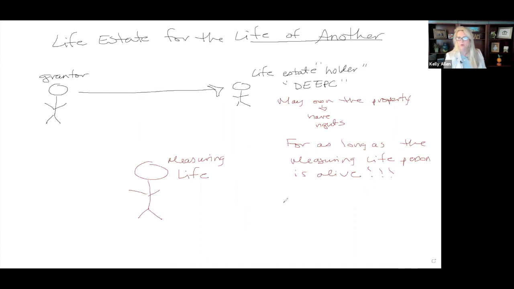Isn't that crazy? That is so crazy. So what that means is if the measuring life person croaks out, then unless we have a remainderman, when the measuring life person croaks out, the property is going to revert back to the original grantor, and this person is booted. This person is kicked to the curb. This person is kicked out. Go find somewhere else to live. See ya, wouldn't wanna be ya. That's how that works. Okay.